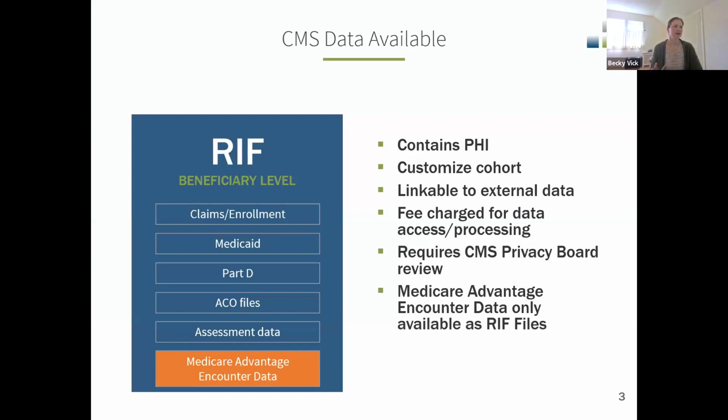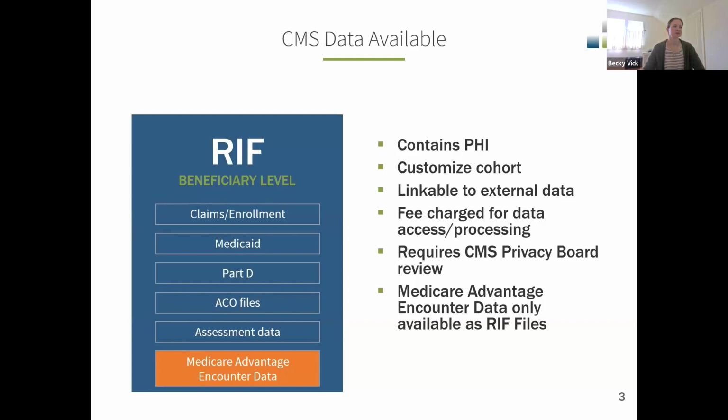Okay, so encounter data are available in RIF format only. Maybe that doesn't make sense to you, but there are no limited data or public use versions like there are for fee-for-service. For fee-for-service, there are versions of the RIFs that have less sensitive information, but they are not available for the encounter data.